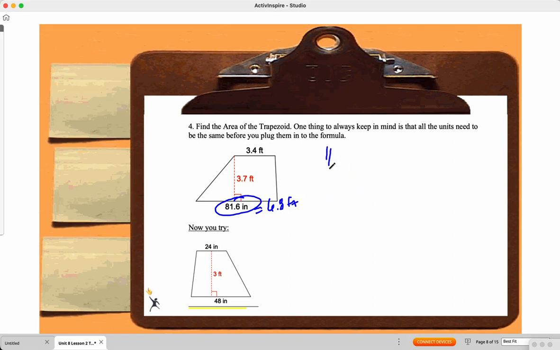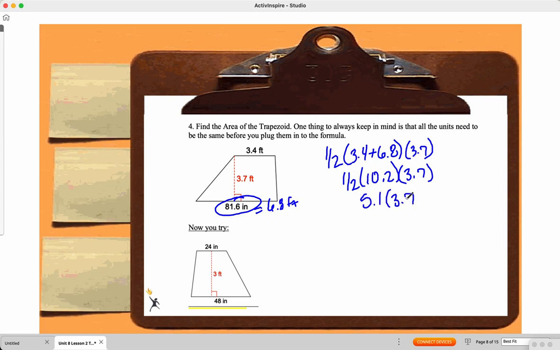And now I can plug it in: 1/2 of 3 4/10 plus 6 8/10 times 3 7/10. So I can type this into my calculator with 3.4 plus 6.8. That gives me 10.2, so 1/2 times 10.2, times 3.7. Now I'm going to do this part in my head so I can make this faster. That's 5 1/10 times 3 7/10. I find out that this one has an area of 18 87/100 feet squared. Okay, go ahead and take a look at the next one.